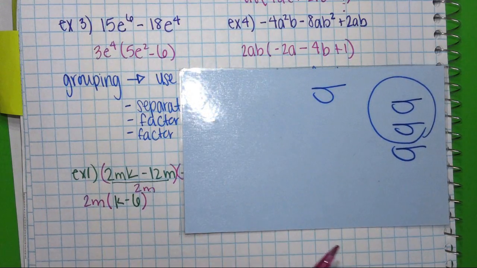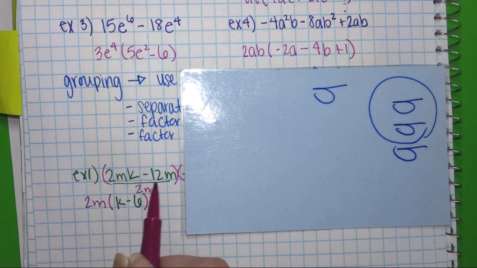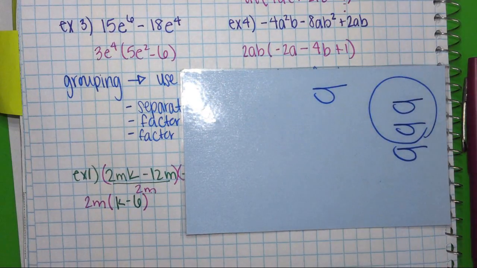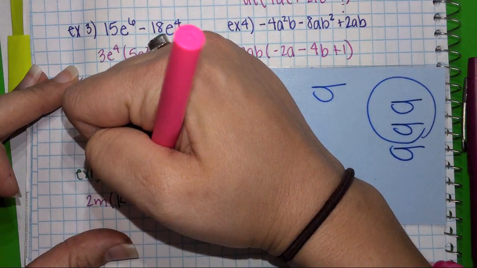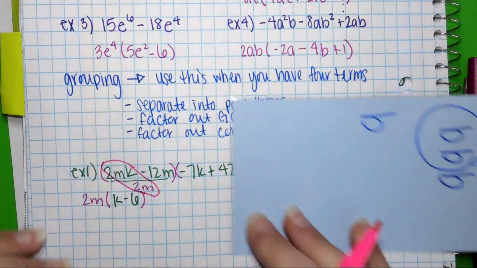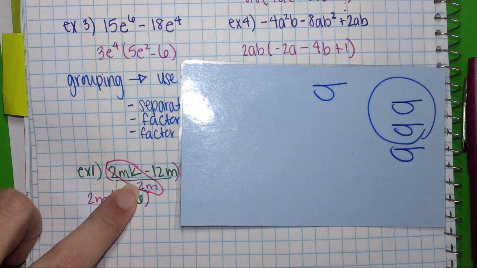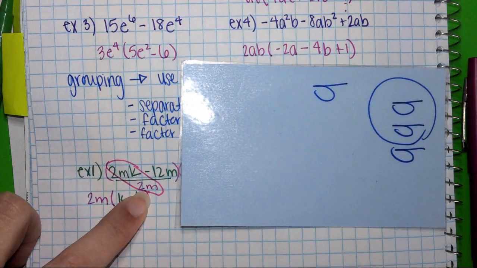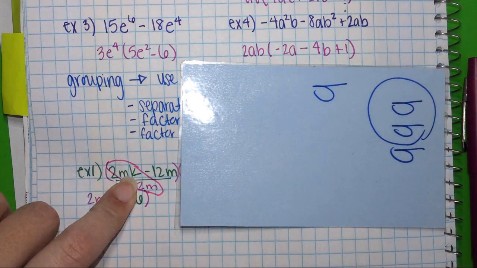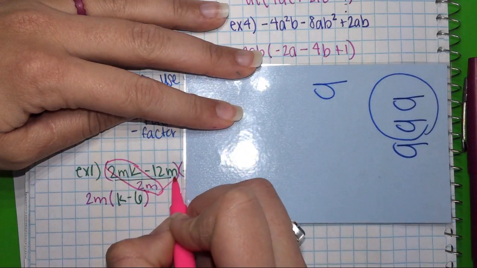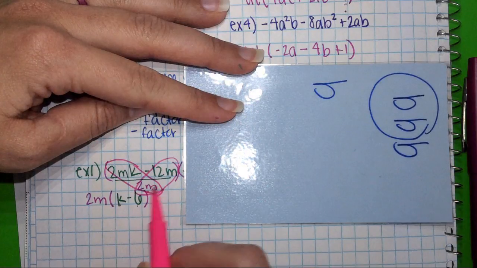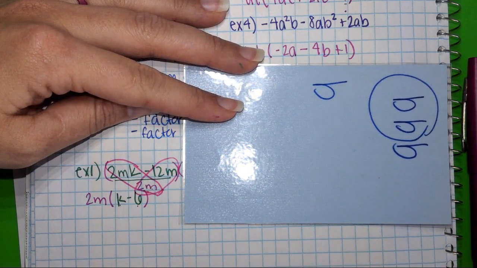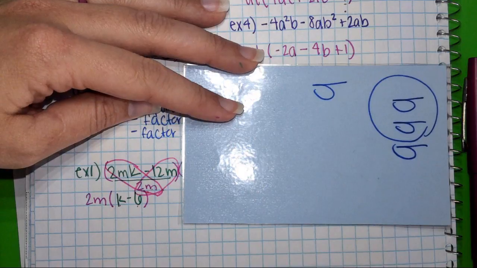Why? Okay, I'm dividing both of these terms by this 2m, right? So I have 2mk divided by 2m. 2 divided by 2 is 1, m divided by m cancels, so what are you left with? Yeah, and that's why we have that k. And then we have 12m. 12 divided by 2 is 6, and m divided by m cancels. That's all we're doing is dividing. Is that better now that we see it a little better?